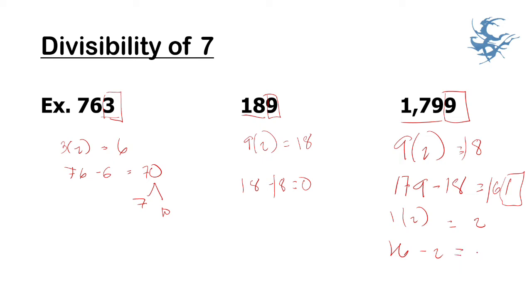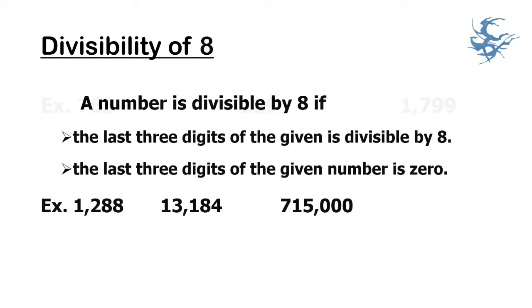Is equal to 14. And 14 is technically just 7 times 2. So, it is a multiple of 7. Since it is a multiple of 7, the whole number is divisible by 7. Okay? Is that clear? Let's go with divisibility of 8.